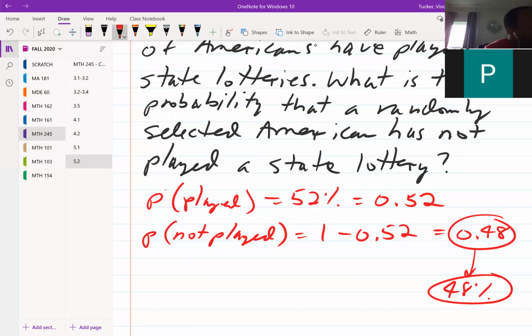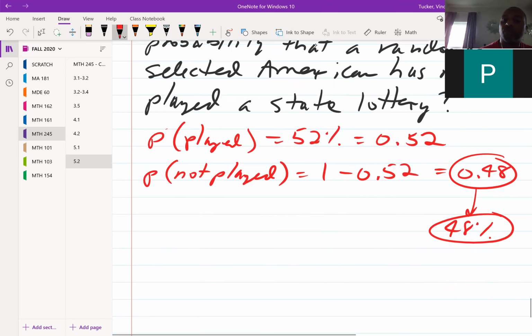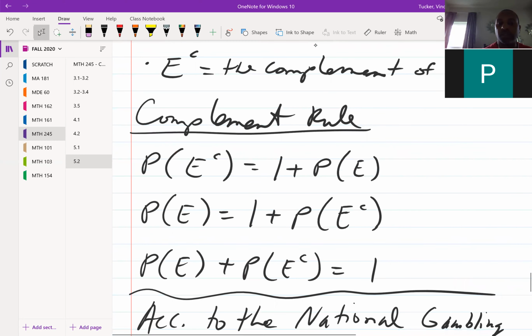Now, we'll do more with the complement and the application of complements later. That's the only real example. Let me see if they have another good example of using your complement. But yeah, that's good. Your complement is always going to be 1 minus the event, and your event will be 1 minus your complement.